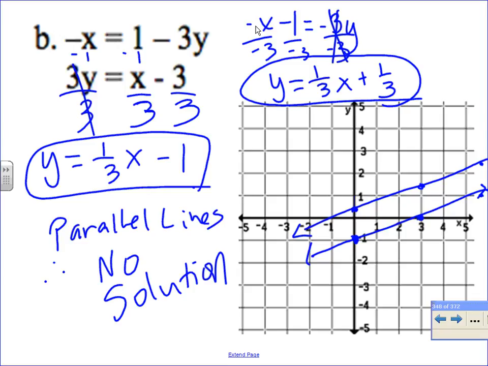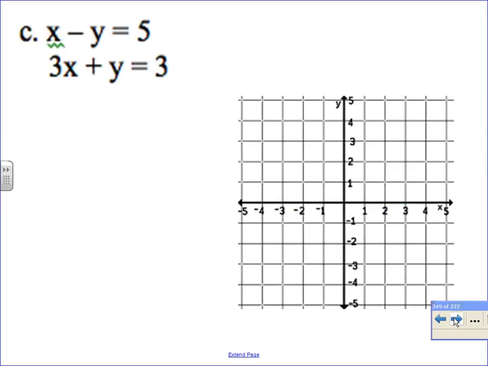Not important right now. All right, let's go to letter C. Okay, letter C, I want you guys to put each of them into y equals form and graph them.